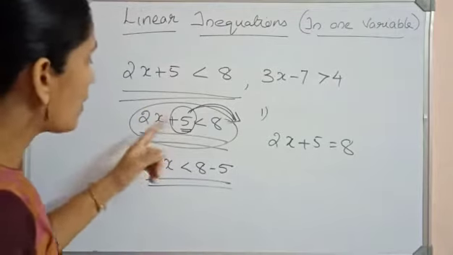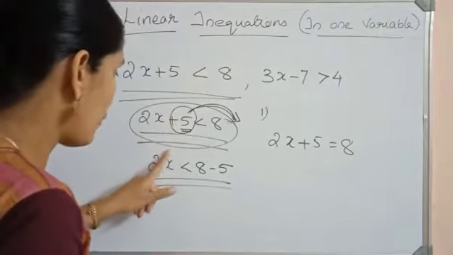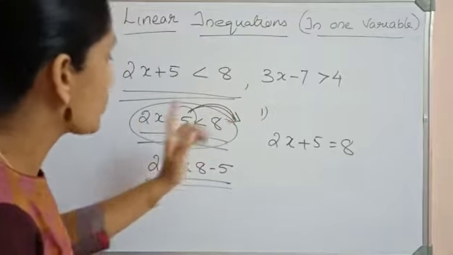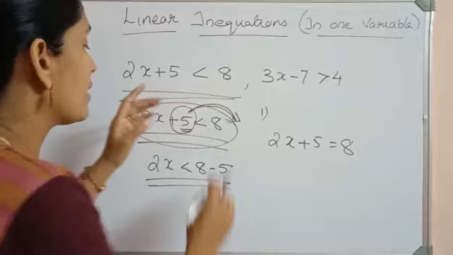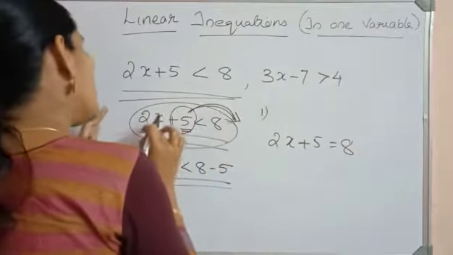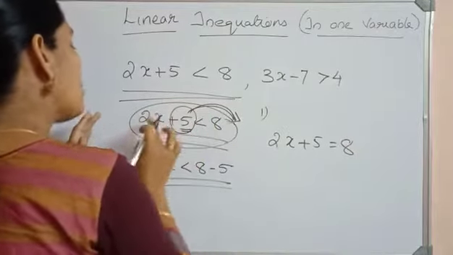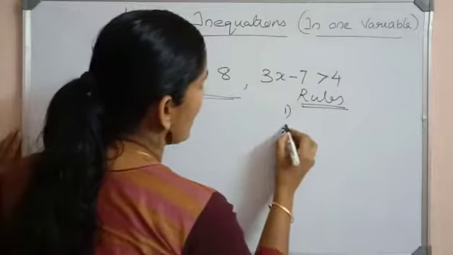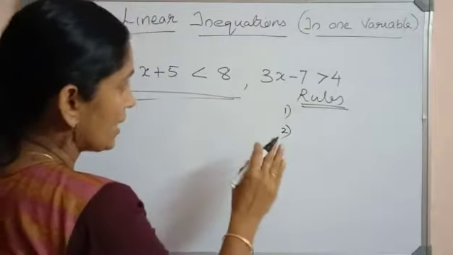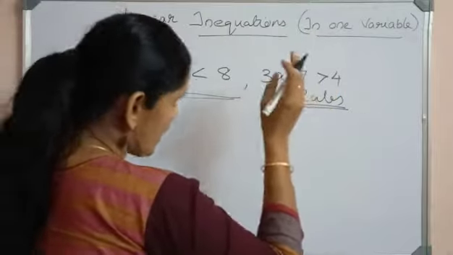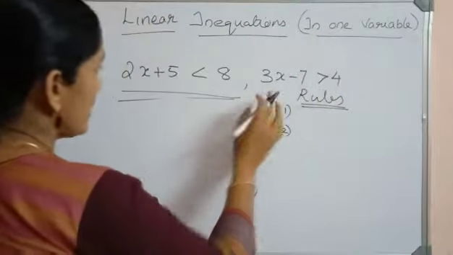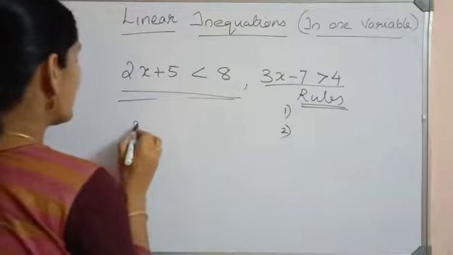When you are transferring a positive term from one side of an inequation to the other side, the sign of the term changes. That means it becomes negative. In the same way, if you are bringing 8 to the other side, plus 8 becomes minus 8. The second rule says that on transferring a negative term from one side of an inequation to the other side, the term becomes positive. Let's consider the second example.